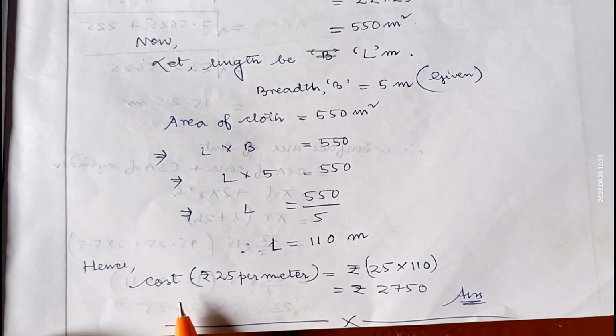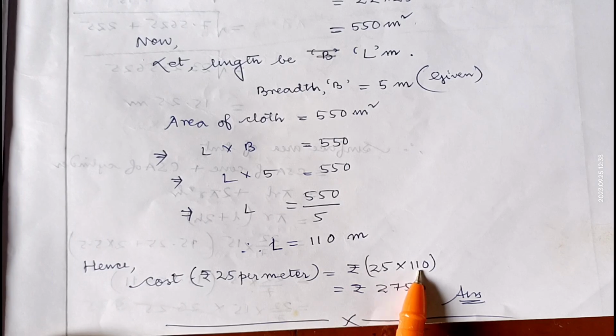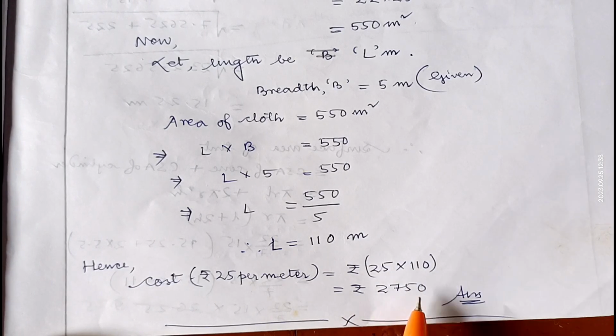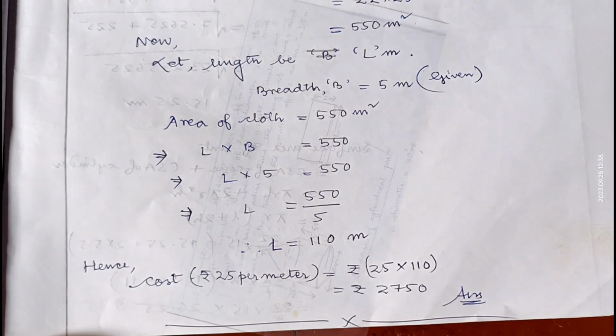In the question it is given per meter cost is rupees 25. Therefore cost of the cloth is 25 into 110, which will give 2750. Therefore cost of the cloth used in preparing the cone is 2750.